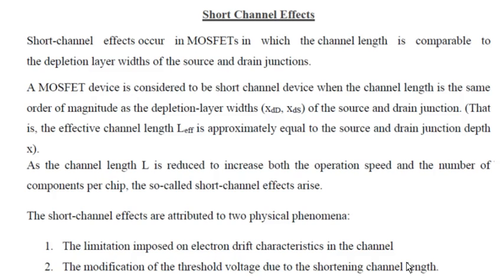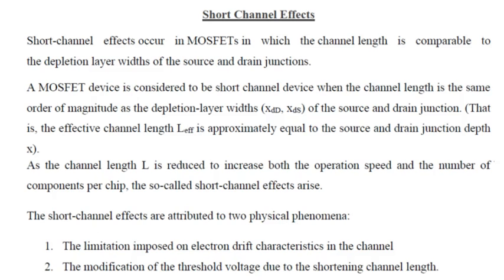The short channel effects are attributed to two physical phenomena. One is the limitation imposed on electron drift characteristics in the channel, and the other is the modification of the threshold voltage due to shortening of the channel length. So the short channel effect contributes two things: the limitation imposed on electron drift characteristics in the channel, as well as the modification of the threshold voltage due to the shortening of the channel length.